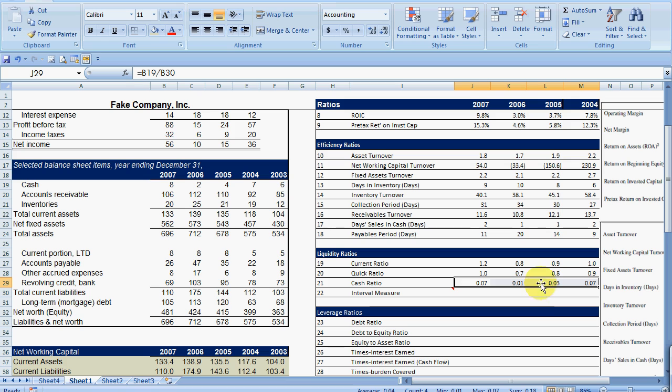All right, and finally we get to the interval measure. This is looking at things in a slightly different way. It's basically saying what our daily operating costs are, and do we have enough liquid capital on hand to pay our daily operating costs? That's just a slightly different way of looking at this. So the first thing we have to do is find our cash and marketable securities and receivables. We already did that on a previous one, so we took cash and our receivables. Then the next thing we have to do is find our operating costs and divide that by 365.